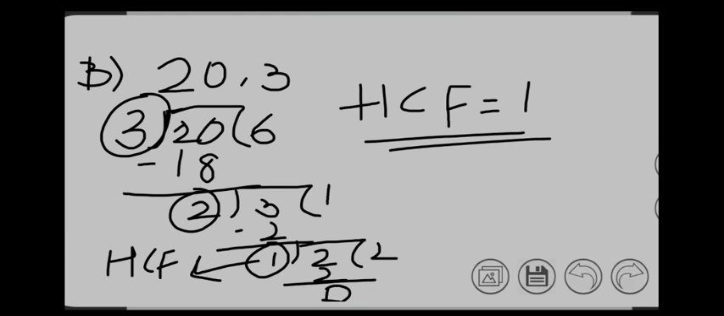So till here, the previous two questions, part A and part B, were of 2 numbers. So now let's see how we can find the HCF when 3 numbers are given to us. So let's start. C part, let us take 8, 20 and 26.